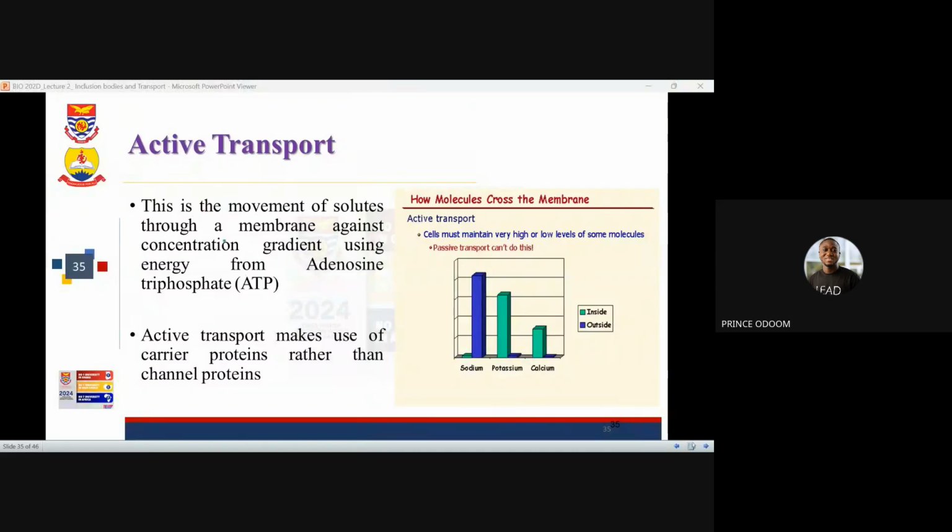So we look at active transport. When we talk of active transport, we are looking at transport that requires energy. So active transport requires energy.